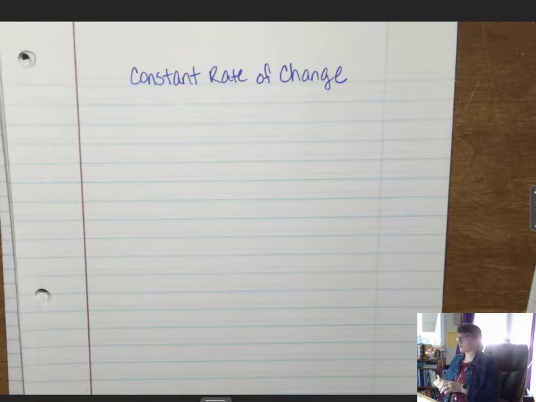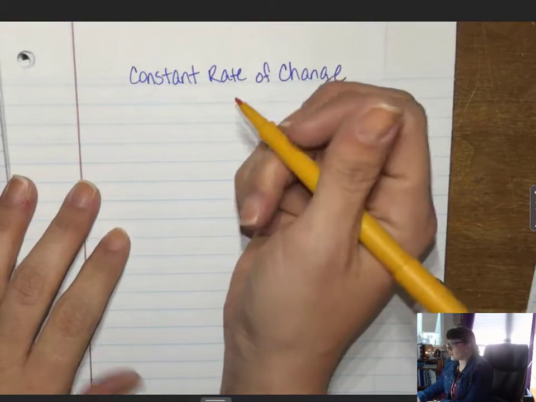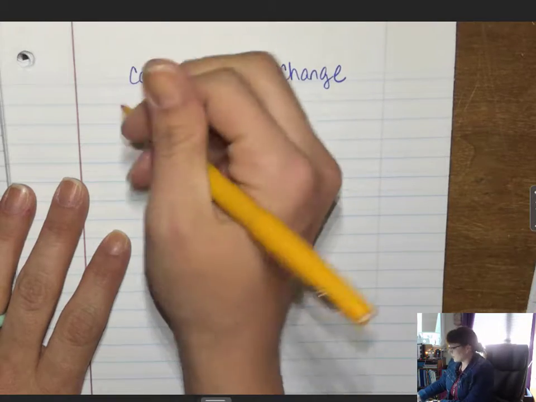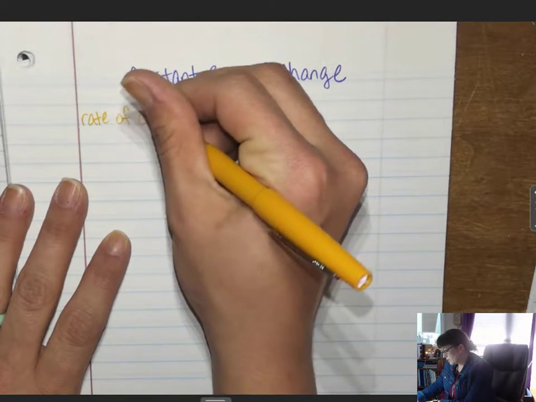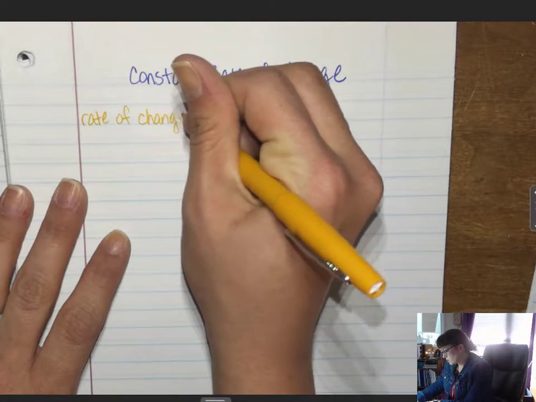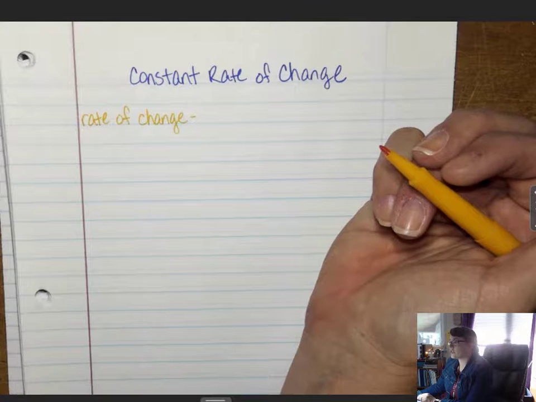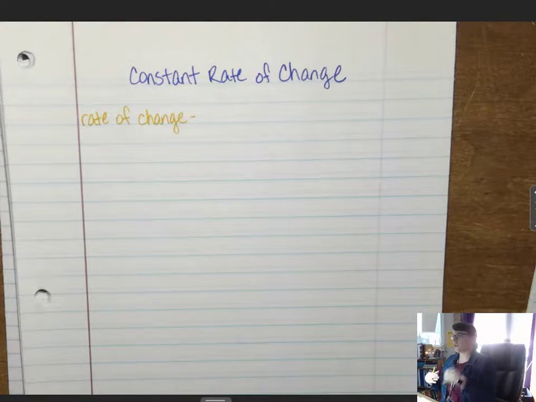It's a lot of vocabulary. If you don't understand the words, then it makes it more difficult. So the first words you're going to hear are rate of change, which is this right here. Rate of change. This is just how much each thing is changing, but each thing is kind of related to the other. So if one changes, the other one also needs to change.